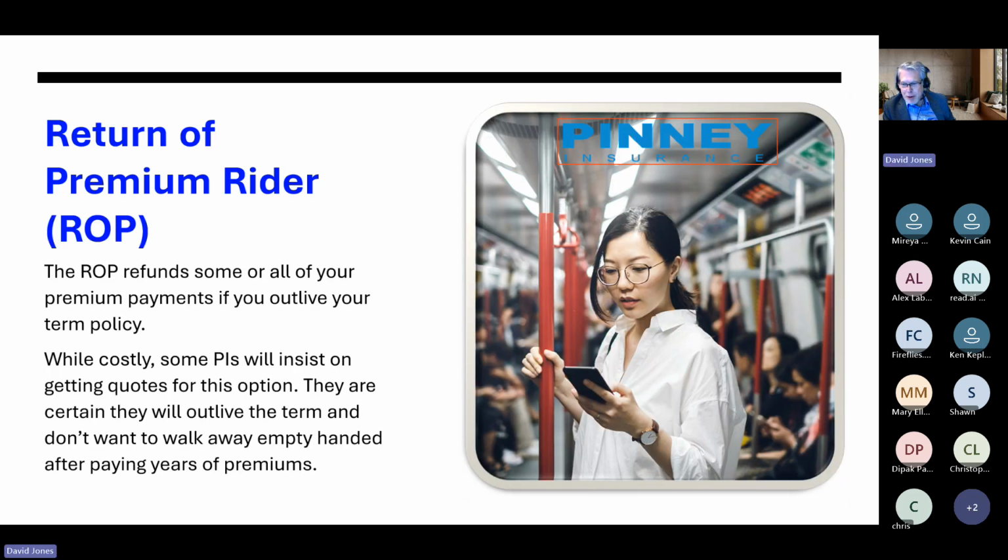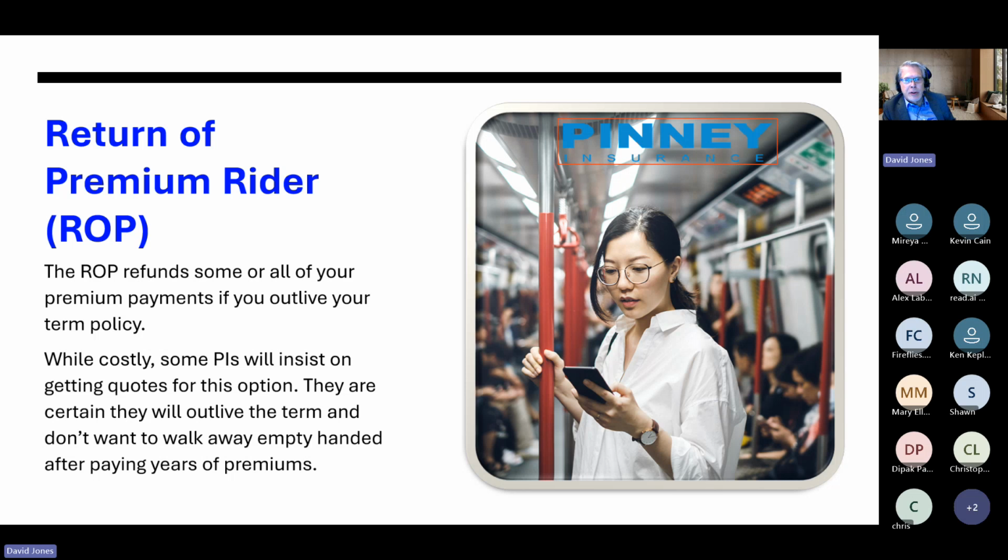The return of premium rider. There's not that many out there anymore on the term policies, but there's a few good ones. Cincinnati Life, for instance, has a really good one. And it, again, is just like what it sounds. It refunds some or all of your premium payments if you outlive the term policy. And yeah, it costs a bit. Relatively speaking, that's not the least expensive of the riders.